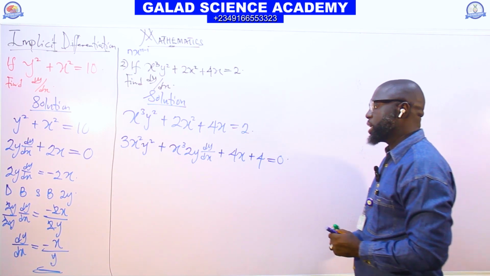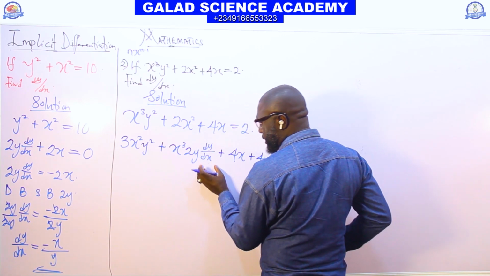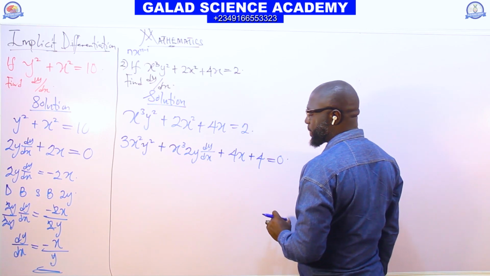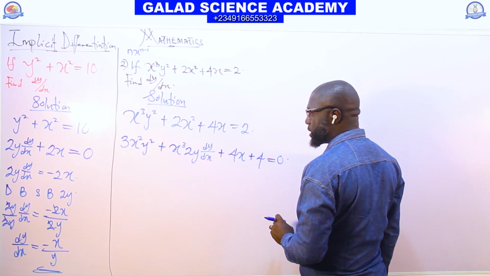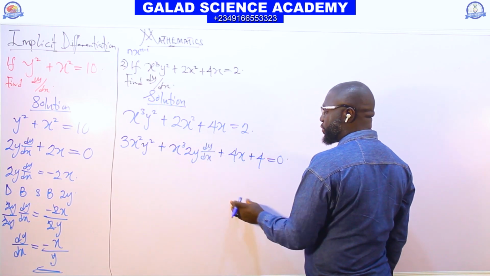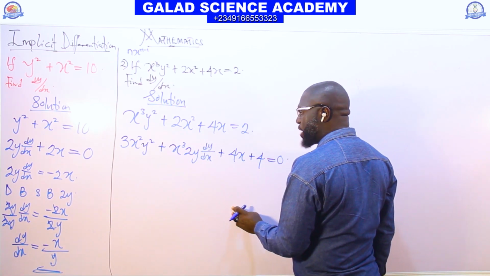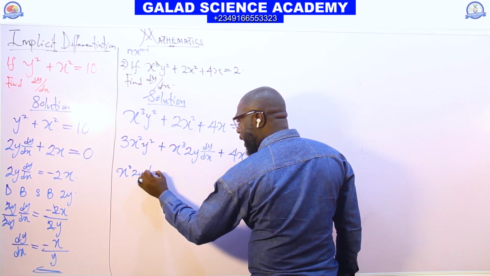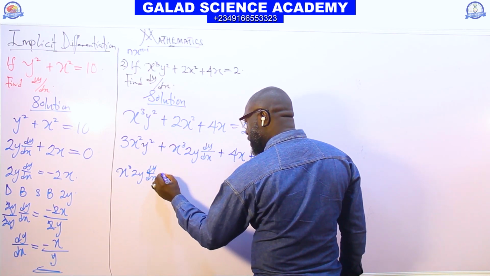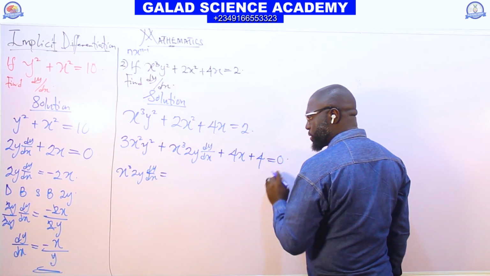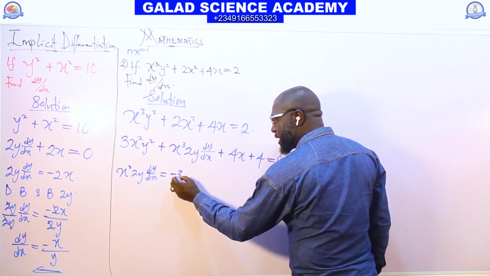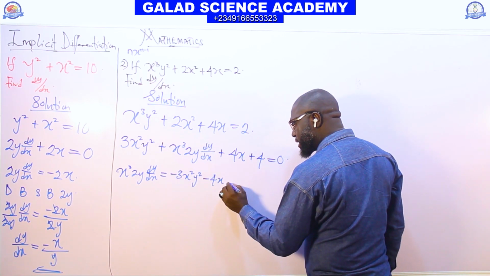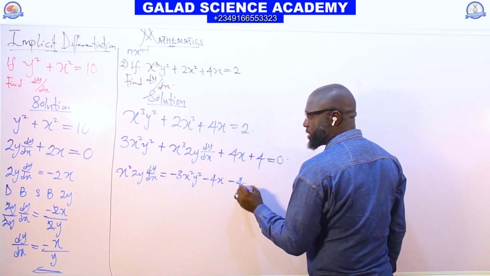By doing this, we are looking for dy/dx. The next thing that we can do is let's take this and make dy/dx the subject of the formula. You will now have y cubed 2y dy/dx will be equal to minus 3x squared y squared minus 4x minus 4.